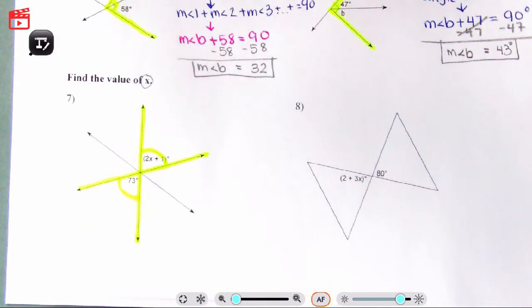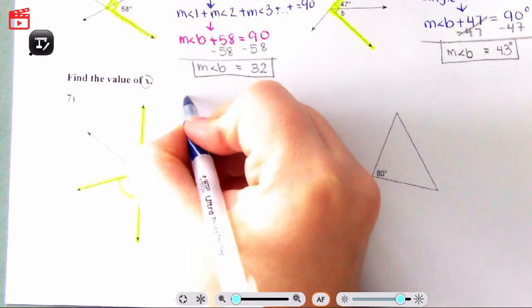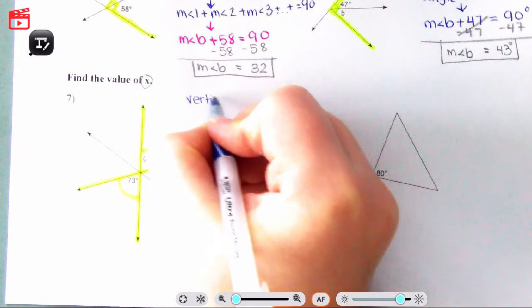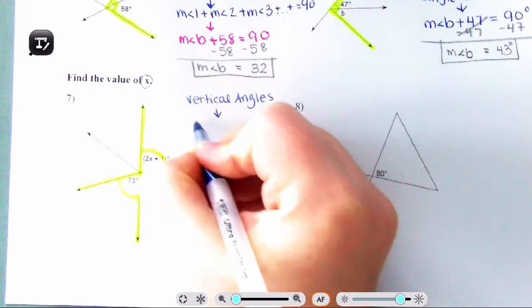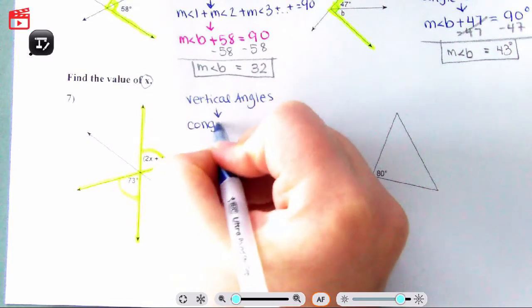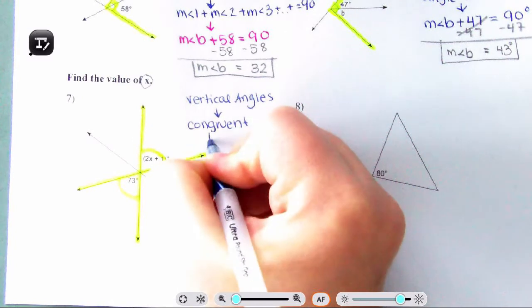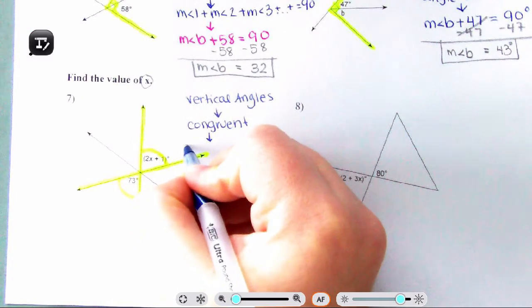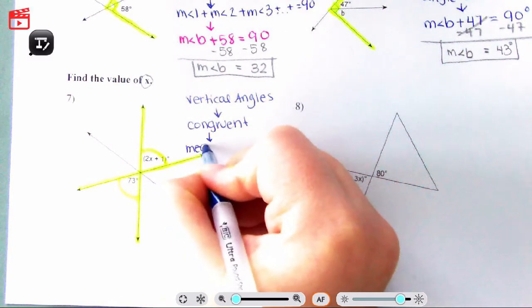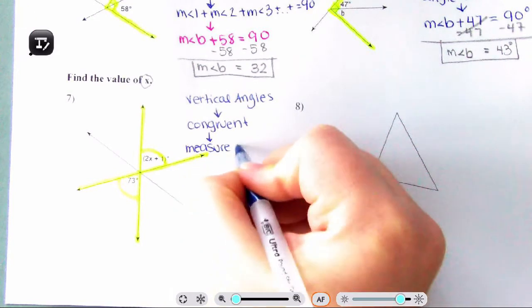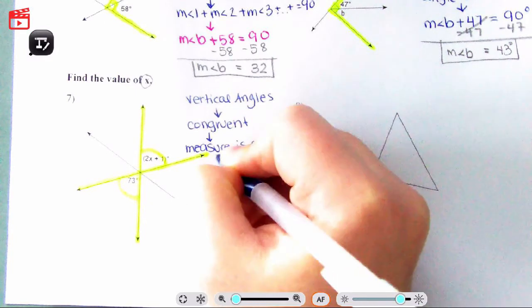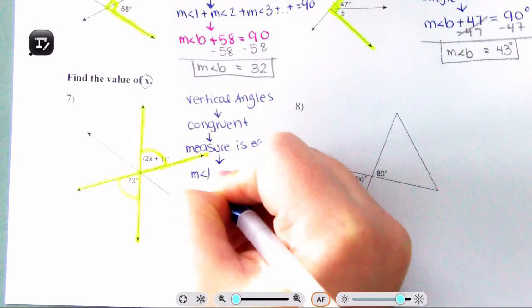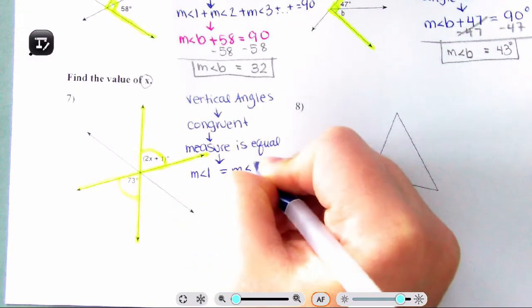So what do we have? We have angles that are across from each other. That means we have vertical angles. What does that mean? That means they are congruent. What does that mean? That means the measures are equal, or equal in measure. What does that mean? That means the measure of angle 1 is equal to the measure of angle 2.